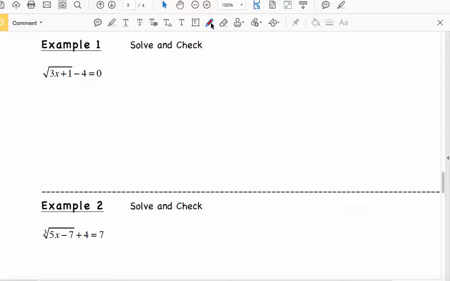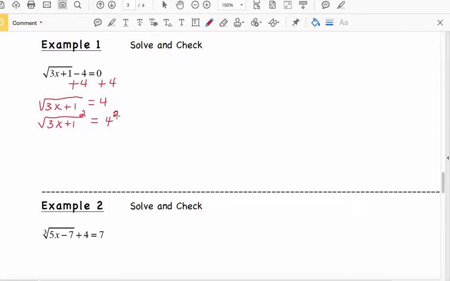In this section, we're going to be solving radical equations, and the first thing that you need to do is isolate your radical. So I'm going to move the 4 to the other side of the equation, and then I have the square root of 3x plus 1 is equal to 4. And now that our radical is isolated, we're going to go ahead and square both sides of this equation. And the reason that we are doing that is to remove our radical symbol.